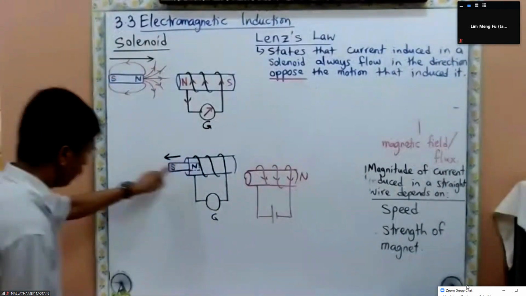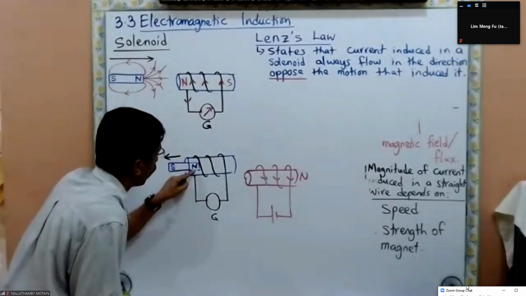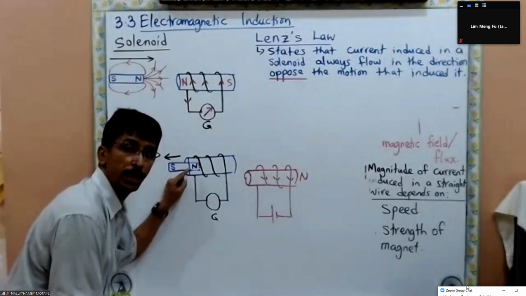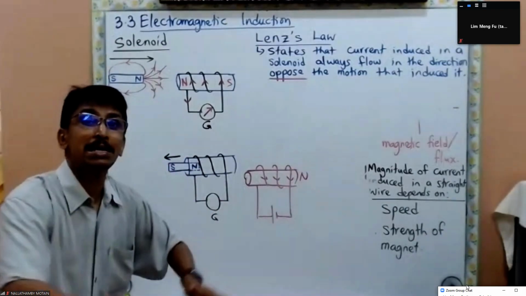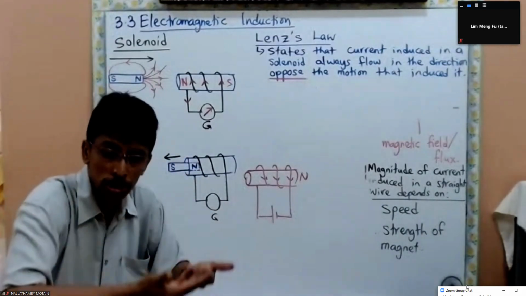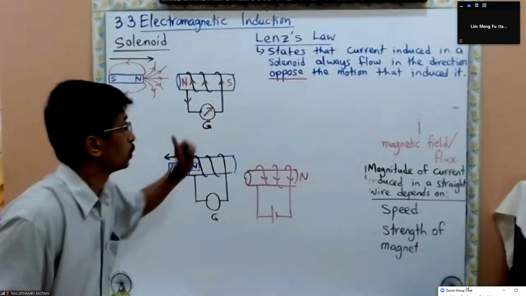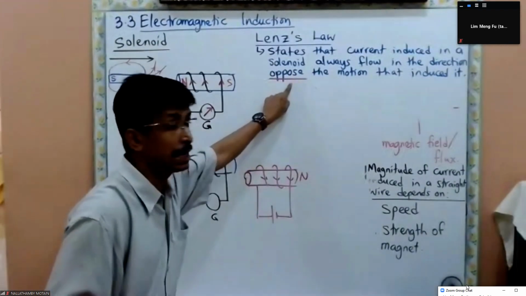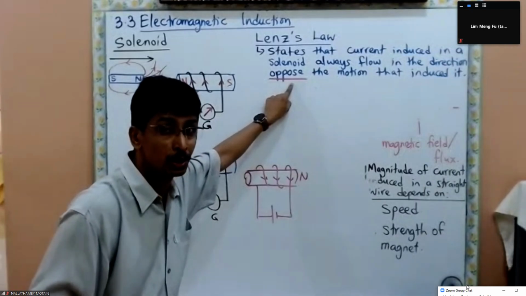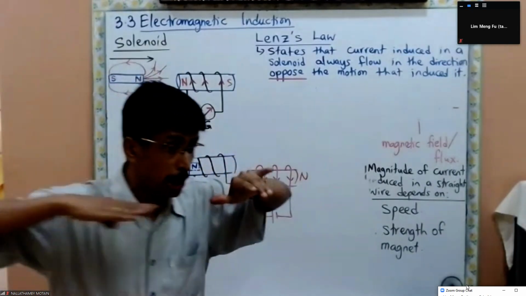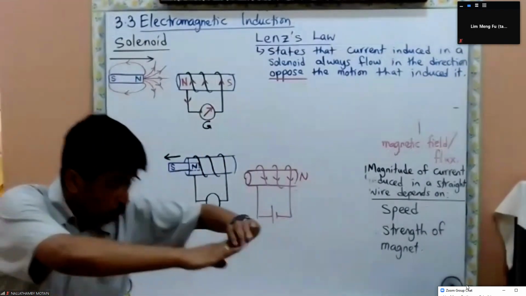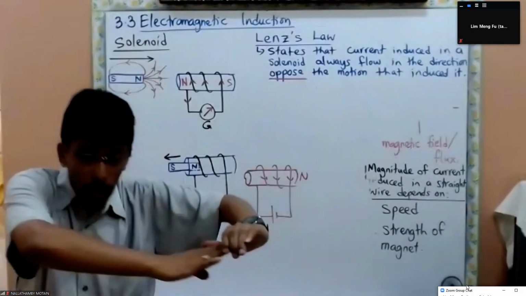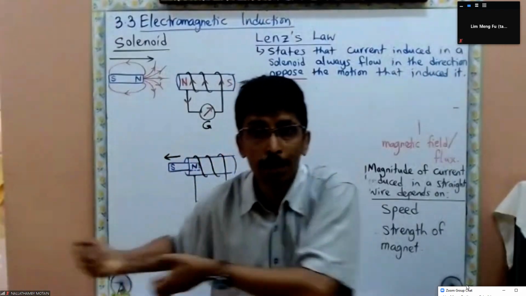Now when you move out, what pole is moving out of the solenoid? North pole. Then what happened? Current is induced, and induced current always flows in the direction that opposes. Just now when the magnet went in, it repelled. But now you want to pull, the magnet wants to leave, so it must attract.